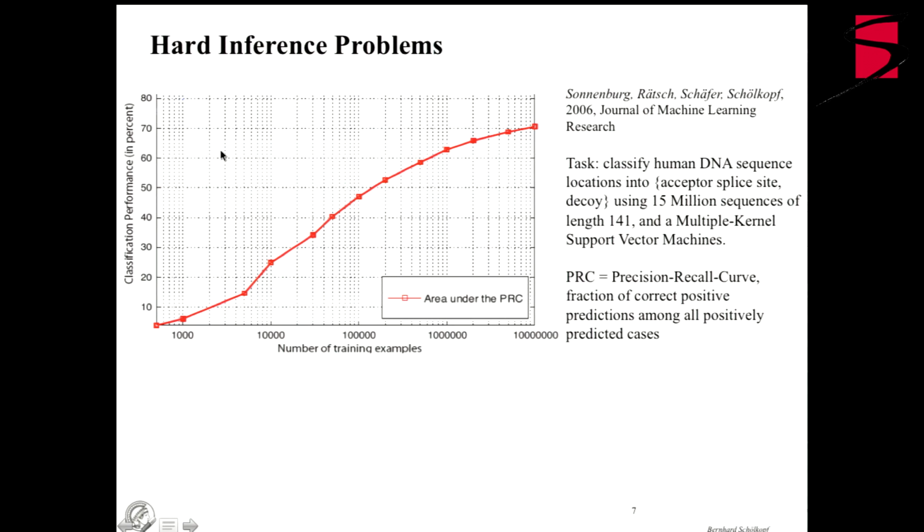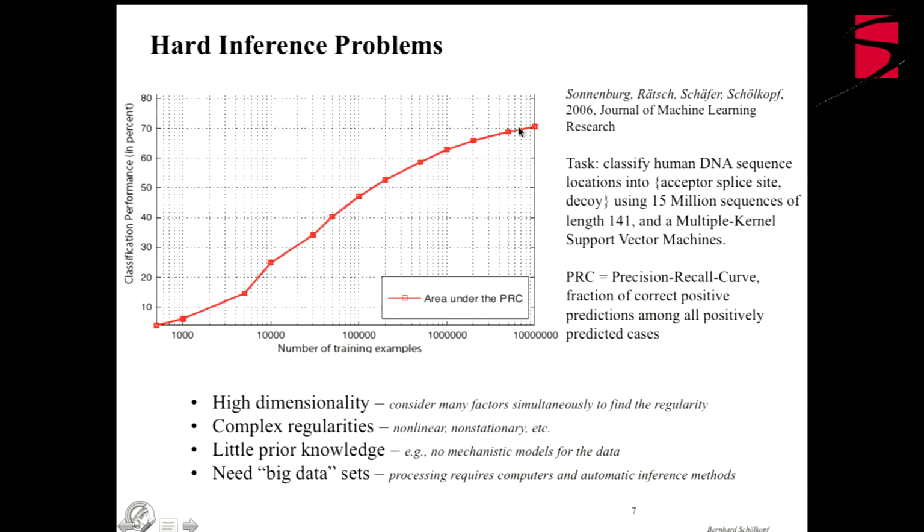So this is a kind of problem. If you only have a few hundred observations, which is probably all a human looking at the data would ever consider, you're at chance level, but there is a lot of structure in the problem that we can see if we have a lot of data. This is a good example, I think, of a hard inference problem. And it has some properties that are typical of these problems. It's high dimensional. You have to consider many factors simultaneously. The regularities are complex, for instance, nonlinear. We have little prior knowledge, so we don't have a mechanistic model for the data, and as a consequence, we need big data sets.